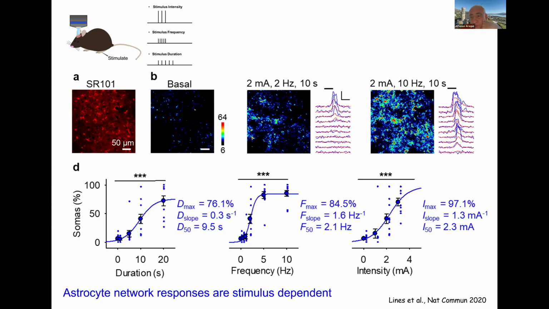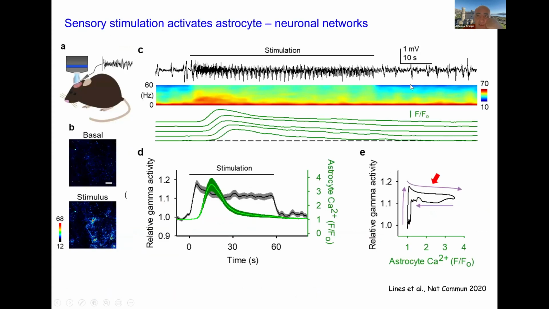We wonder what will be the effect of the calcium activity on the neuronal network activity. And for that, we did similar experiments, but now we also included a recording electrode in the primary somatosensory cortex to record the local field potential of the cortex.